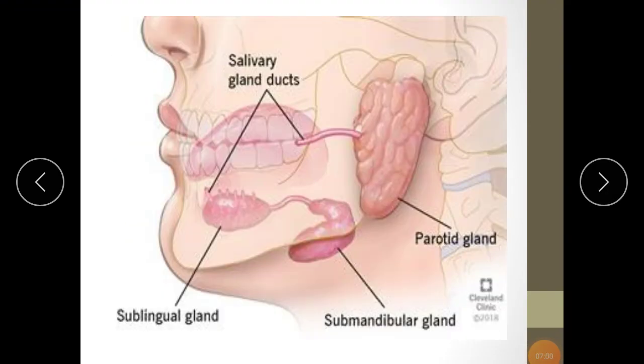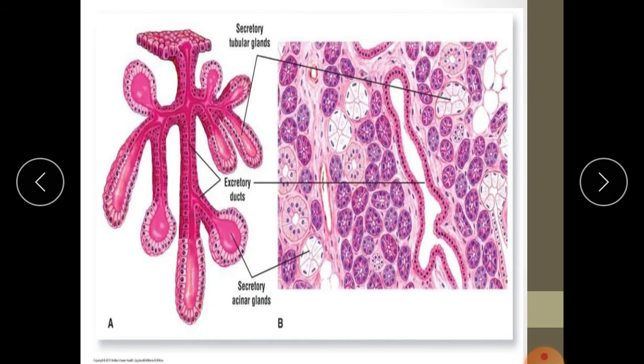Okay, next, so these are different salivary glands. This one is the parotid gland, and the sublingual gland is mainly mucus secreting. The submandibular and parotid glands are mainly saliva secreting, the secretion containing enzymes. Enzymes plus mucus are both secreted by the parotid gland. So this is the histological part.